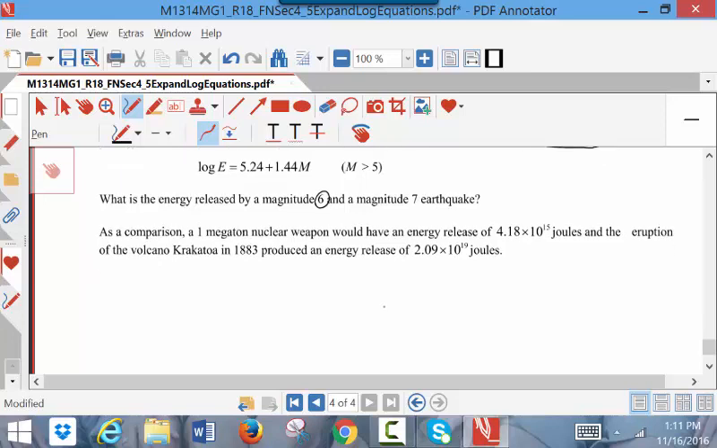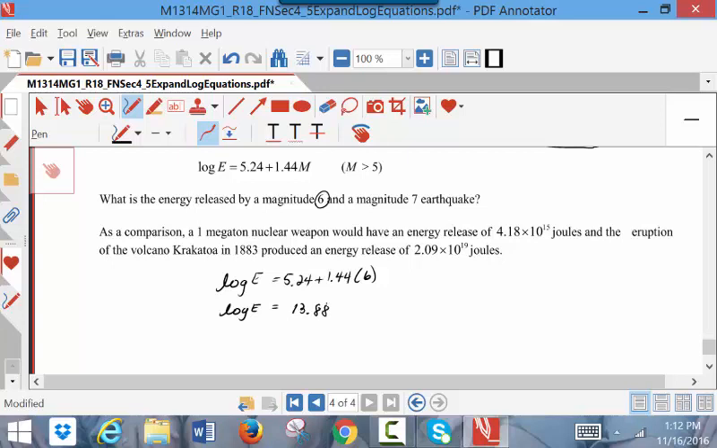Let's put a magnitude of 6 in. All right, so log of E equals 5.24 plus 1.44 times, let's use a magnitude of 6. So this is log of E, and that's not our lowercase exponential e. That's just E. So this becomes 5.24 plus 1.44 times 6, which is 13.88.